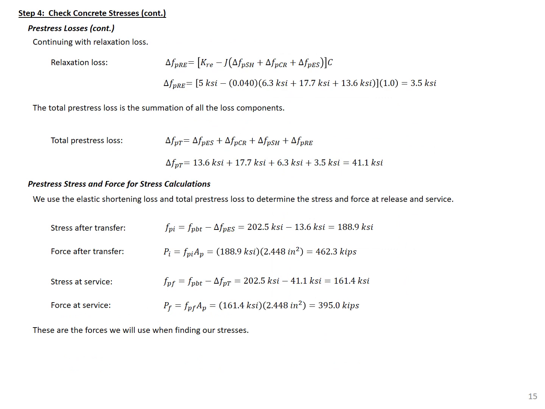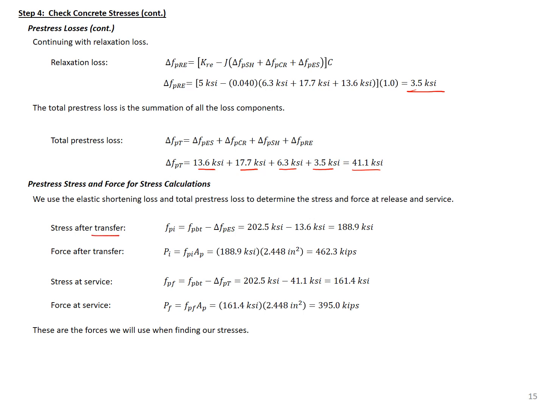We can plug these constants into our relaxation loss equation along with our shrinkage, creep, and elastic shortening losses, and we can calculate our relaxation loss here of 3.5 KSI. Next, we can add all of our loss components together to get our total prestress loss. So we have our elastic shortening, our creep, our shrinkage, and our relaxation loss, and we add those together to get our total loss.